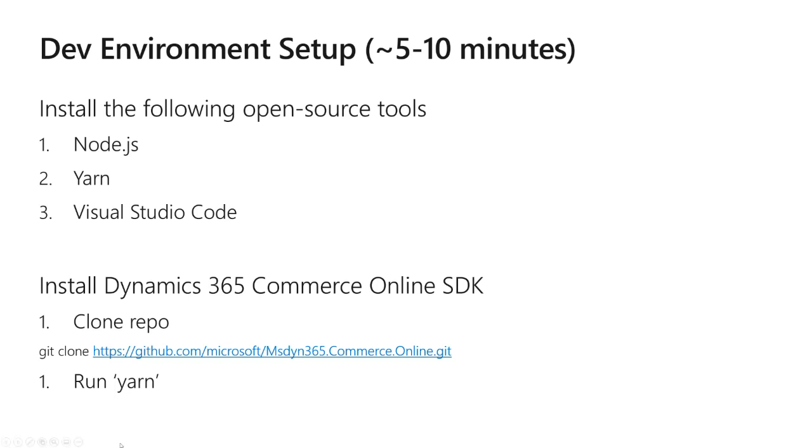And finally, once you clone the repo, that doesn't get you the full SDK. When you run the yarn command, it will use npm to pull down all the available packages. So in total, this takes roughly a little bit under 10 minutes to set up a complete end-to-end dev environment. So I want to show you what that looks like.